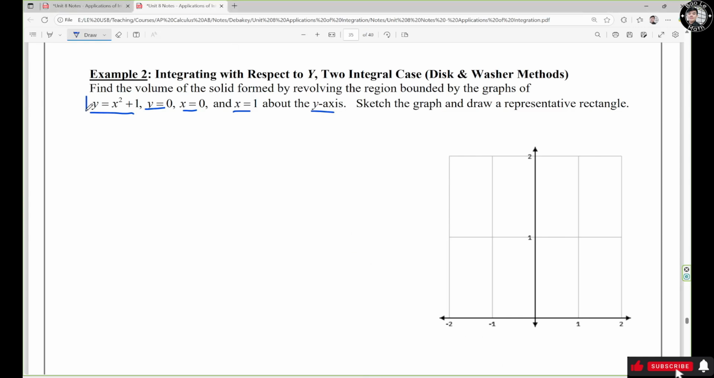Now we're going to sketch this one first. S equals 0, y equals 1. S equals 1, y equals 2. S equals negative 1, y equals 2. So it could be something like this. Now y equals 0, which is the x-axis. Now s equals 0, which is the y-axis, so it could be this guy. X equals 1, which is this guy.